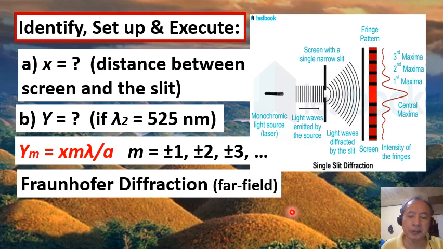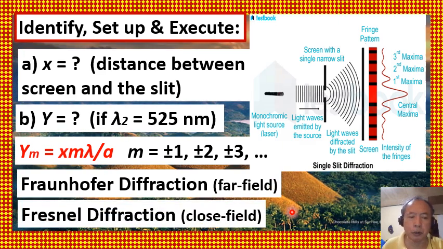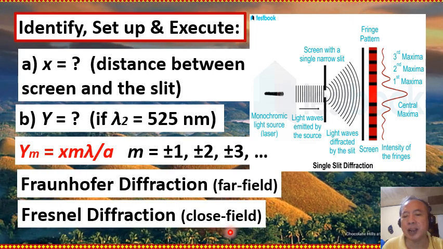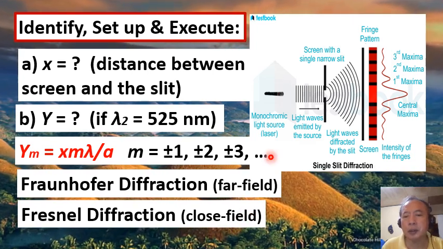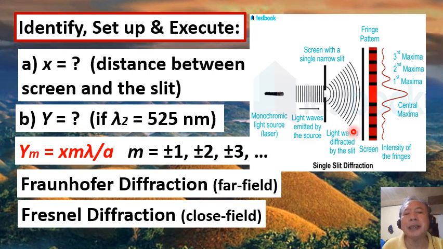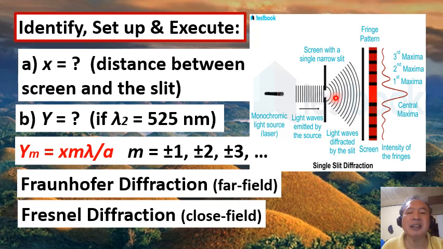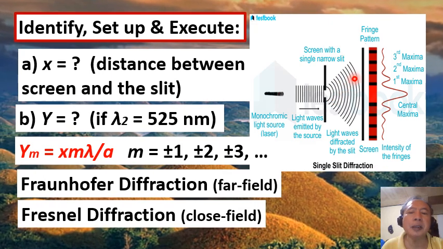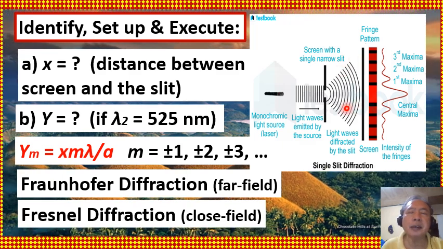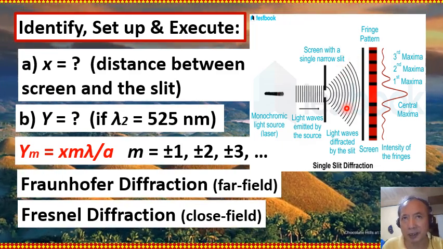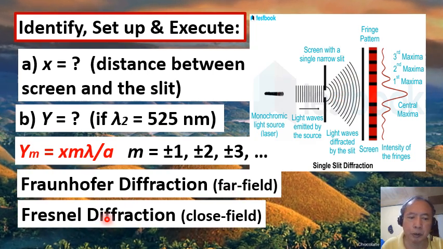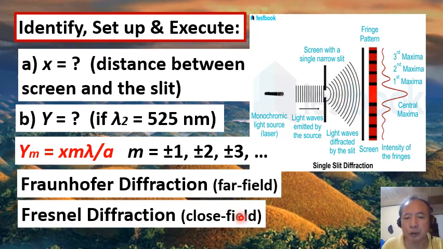All right, as differentiated from what we call a Fresnel diffraction, also known as a close-field diffraction, where we assume that the screen is relatively close to the slit such that the incoming rays passing through the slit, as they strike the screen, are not parallel, but rather tend to diverge. So we call that the Fresnel diffraction.